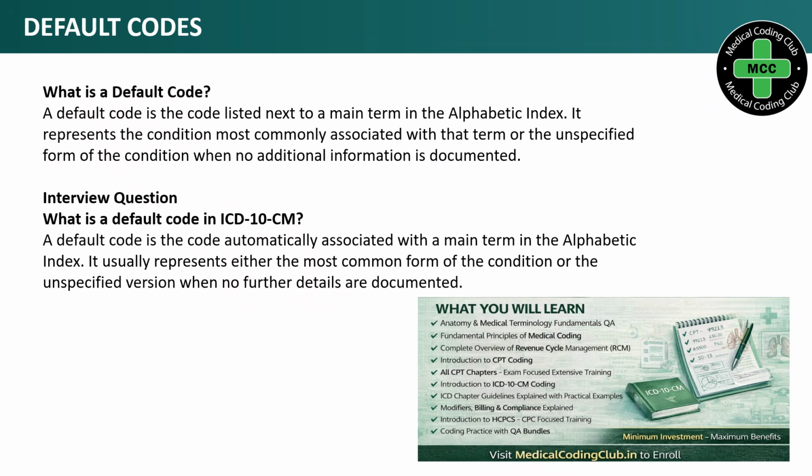Then we have default codes. A default code, in the alphabetic index, represents the condition most commonly associated with the term, and the provider lacks more specificity on that. Like when the doctor says appendicitis and you do not have any further information about appendicitis, it becomes your default code and you are going to assign that same code. Okay, that is about default.